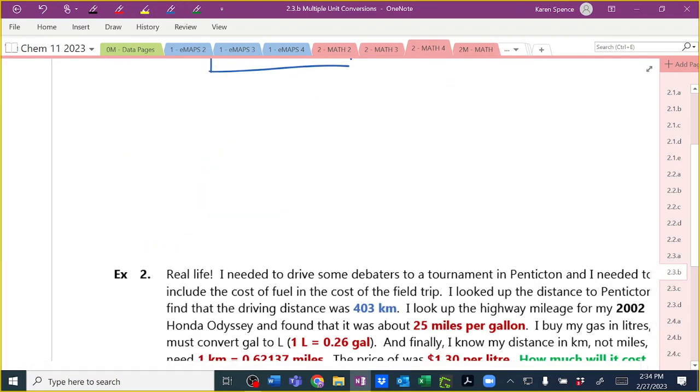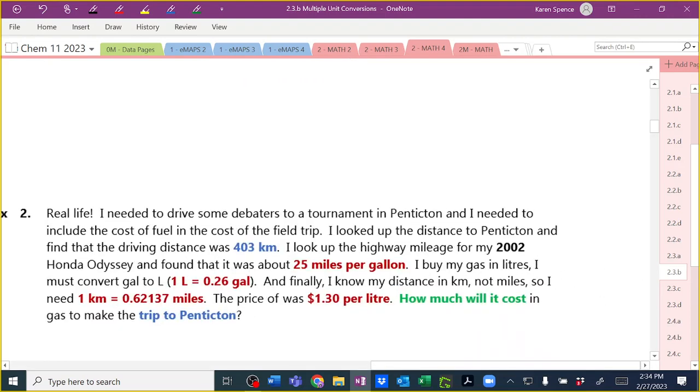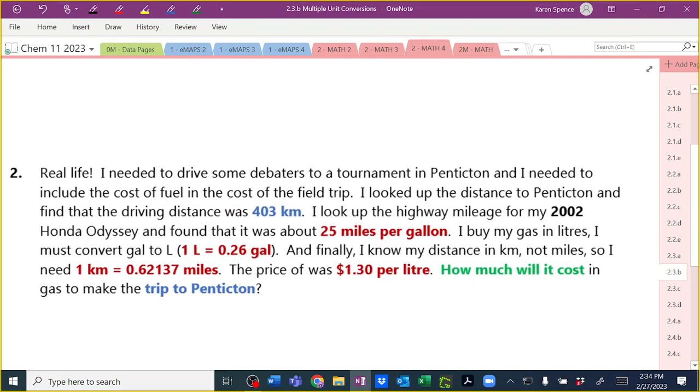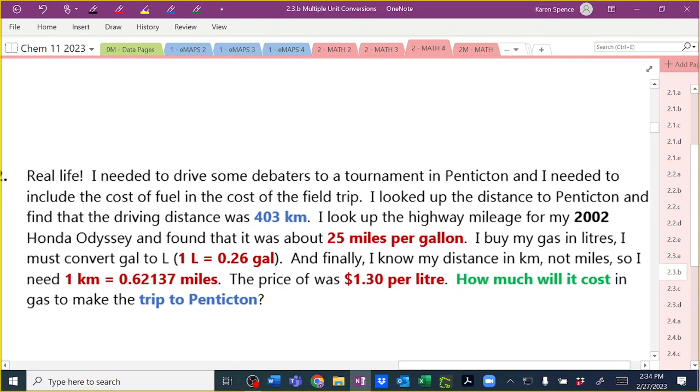Real life example. This is why you learn conversion factors. Well, number 1, so you can do chemistry, but number 2, you might need to drive some debaters to a tournament in Penticton 1 day, and you might need to figure out what the cost of fuel was so it could be included in the cost of the field trip. Okay, you might not need to do that, but in about 2004, I indeed needed to do that, and I did use this exact process to go about doing it.